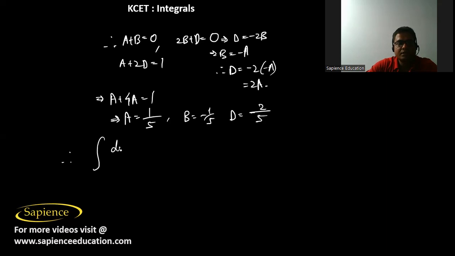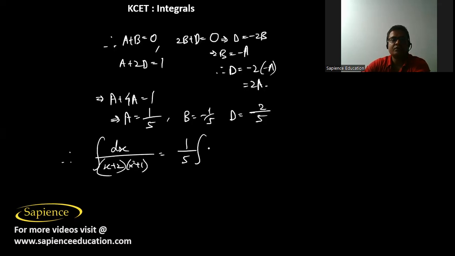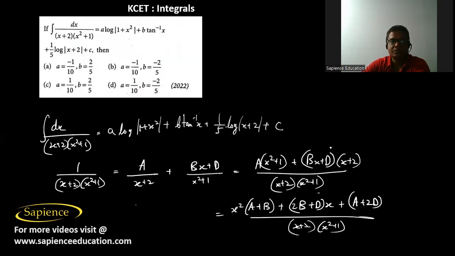Therefore this integral dx by (x plus 2) into (x square plus 1) can be written as a, which is 1 by 5, into integral dx by (x plus 2), plus b, which is minus 1 by 5. So I can write minus 1 by 5 integral x dx by (x square plus 1), plus d, which is 2 by 5. So 2 by 5 integral dx by (x square plus 1). This can be written.